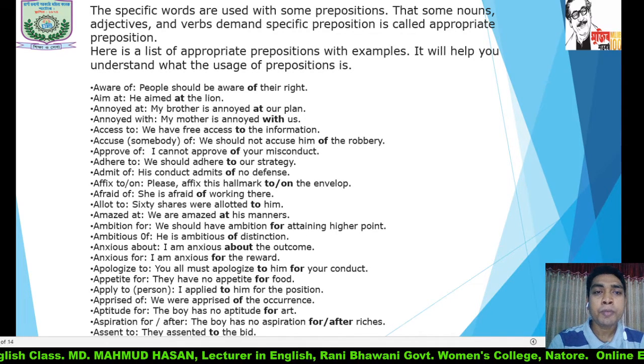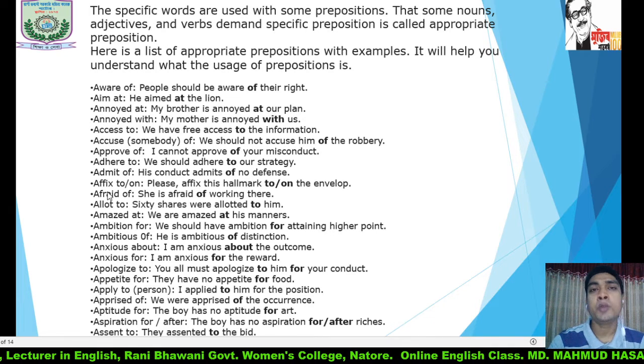Like aware of: people should be aware of their rights. Adhere to: we should adhere to our strategy. Amazed at: we are amazed at his manners. Anxious for: I am anxious for the reward. Aspiration for: the boy has no aspiration for or after recess. So these are actually the appropriate prepositions that come after these words.